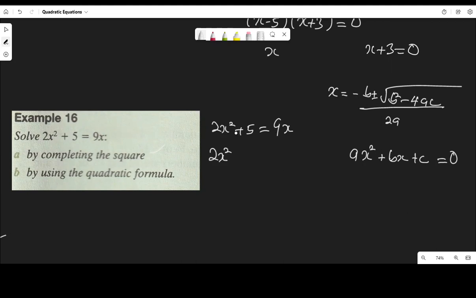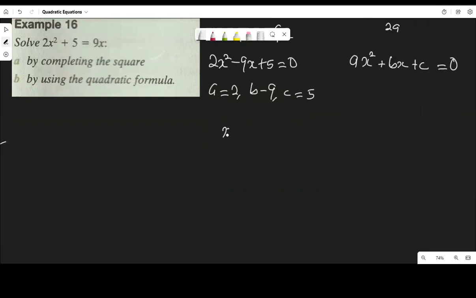If I move 9 this way, it becomes minus 9x, then plus 5 equal to 0. If we compare this equation with the general equation, a corresponds to 2, b corresponds to negative 9, and c corresponds to 5. So we can substitute these values into the formula. Let me rewrite the formula here: x equals negative b plus or minus the square root of b squared minus 4ac, over 2a.